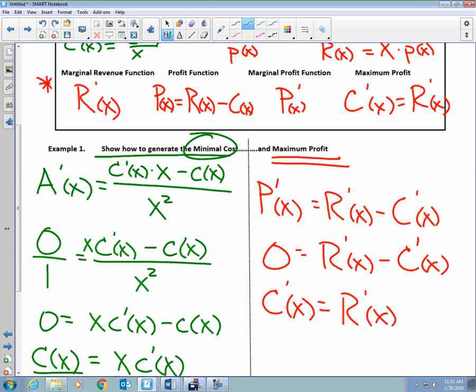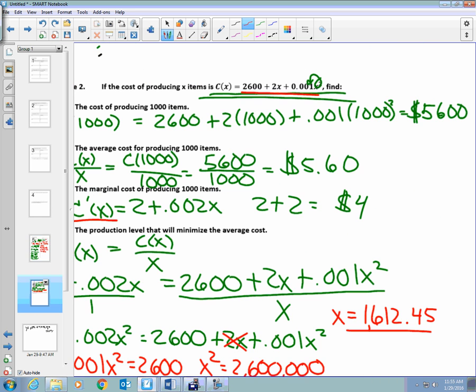You see how we generated the formula? Okay, it's not that tough, was it? Okay, and it makes sense. So let's apply it, and then you can have your assignment.